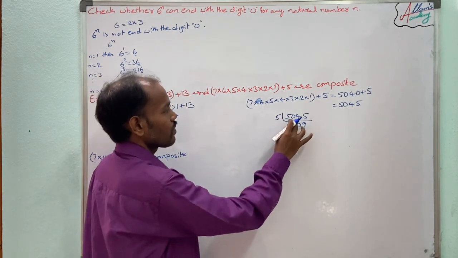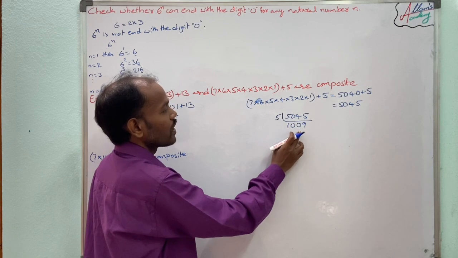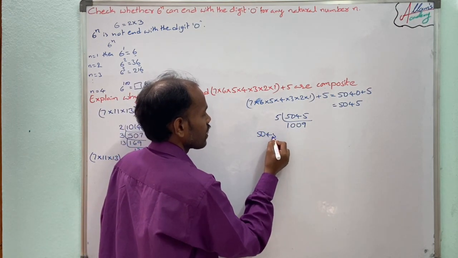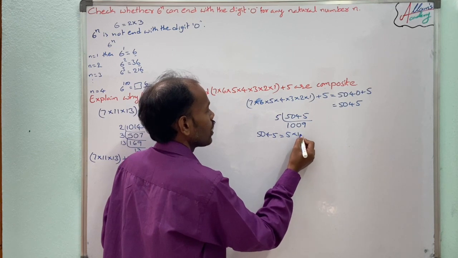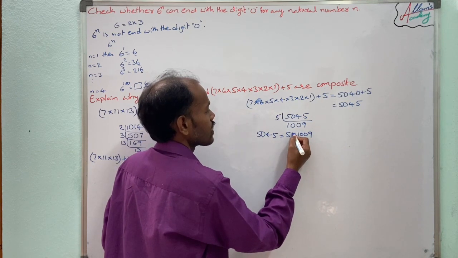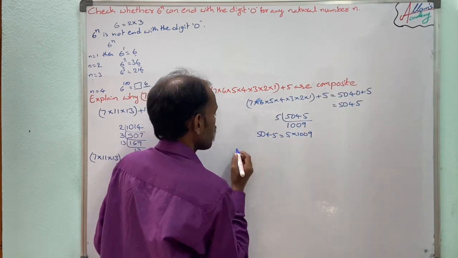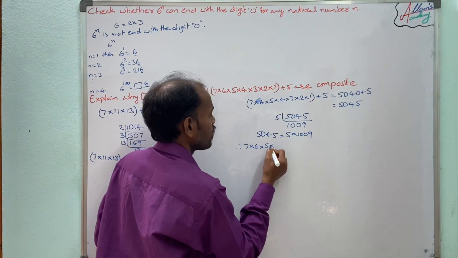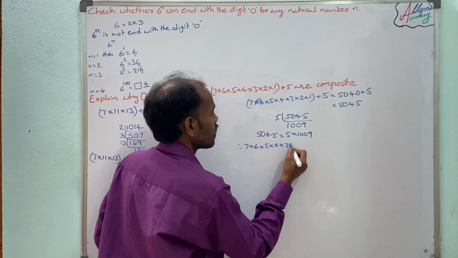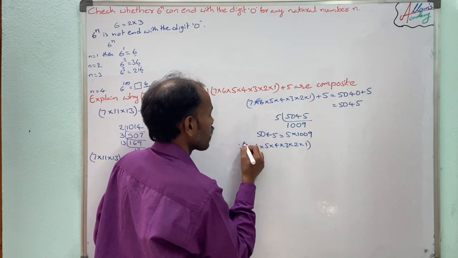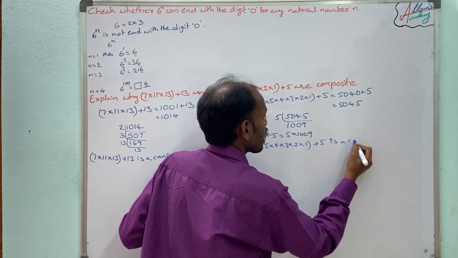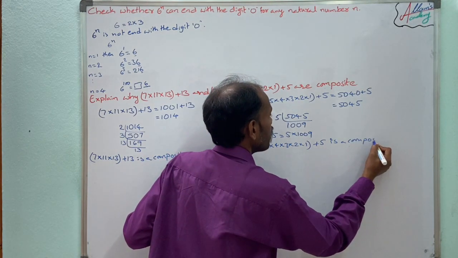Now 5045 has 5 and 1009 as the extra factors. So we can say it is a composite number. So 7 into 6 into 5 into 4 into 3 into 2 into 1 plus 5 is a composite number.